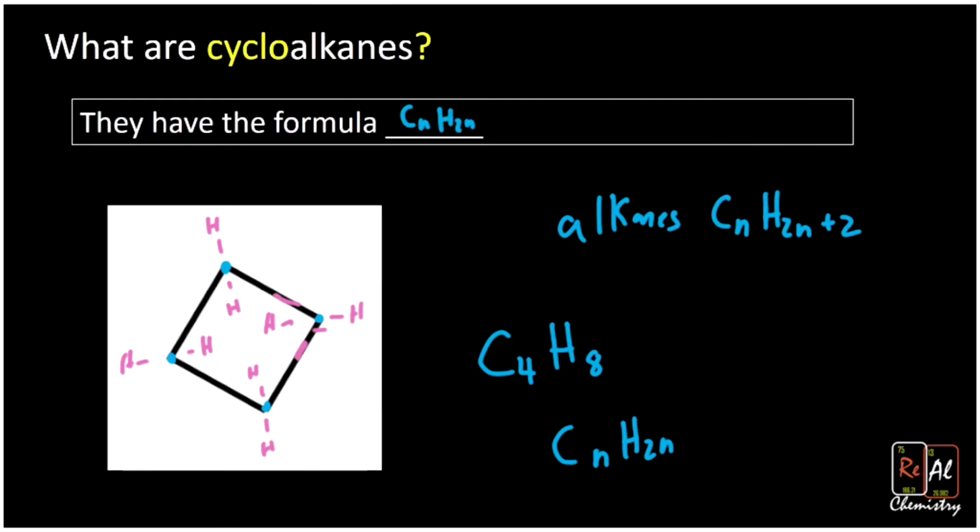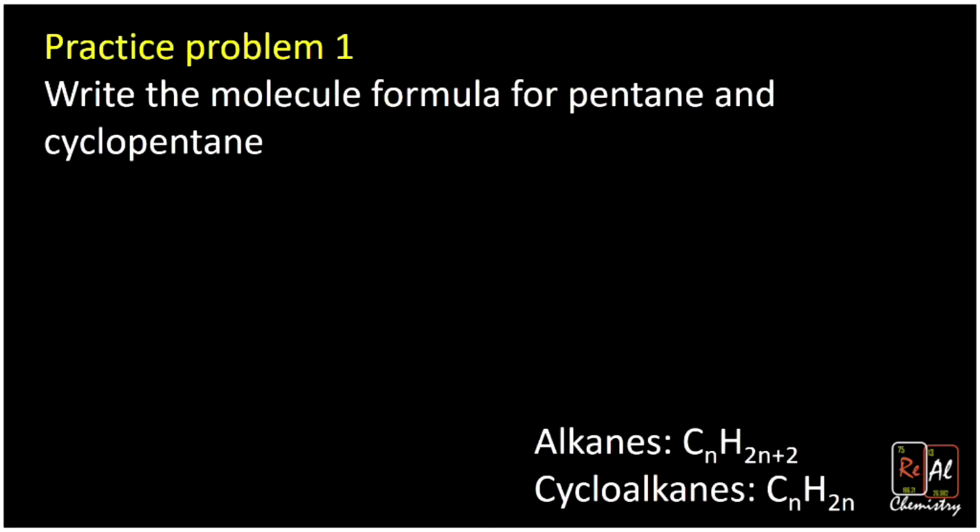Okay? All right, let's do some practice. Practice problem 1. Write the molecular formula for pentane and cyclopentane. Okay, so we have to remember at this point that pentane means 5 carbons. And that's why you have to memorize it. You'll just be expected to do this really often. Okay, so pentane means 5 carbons.